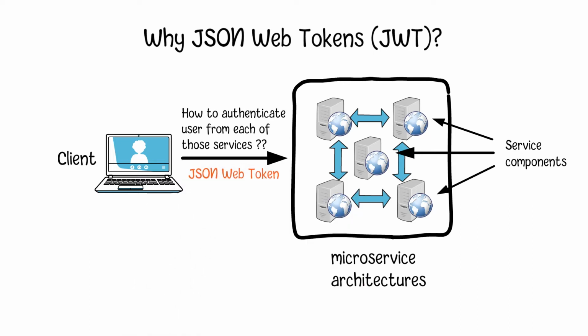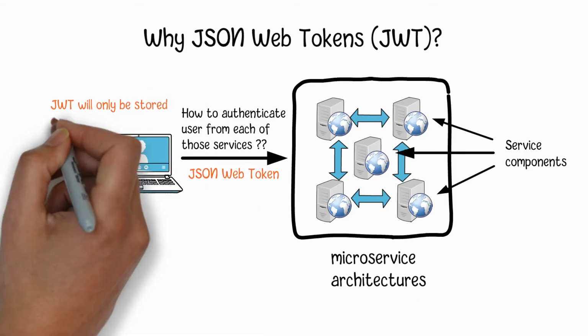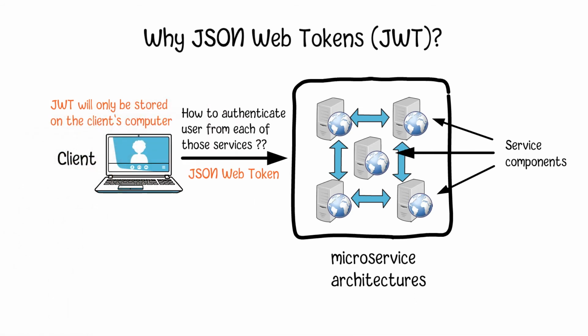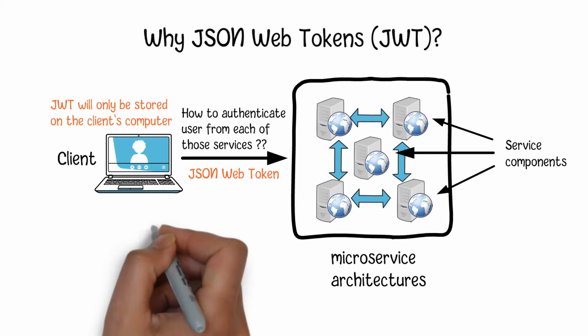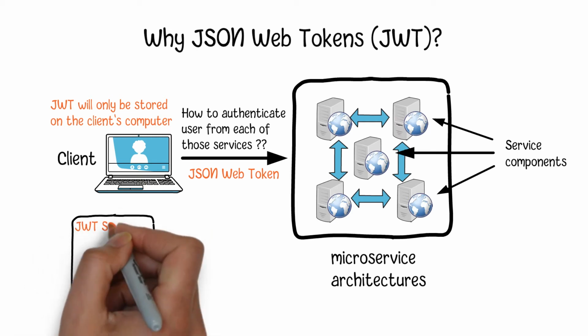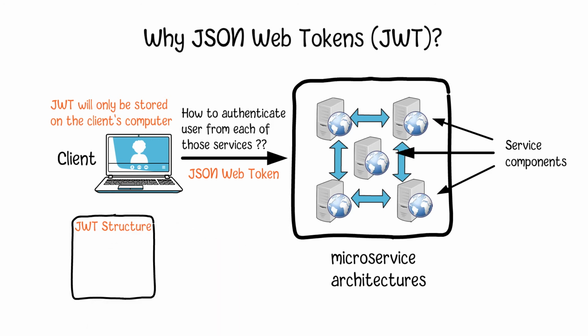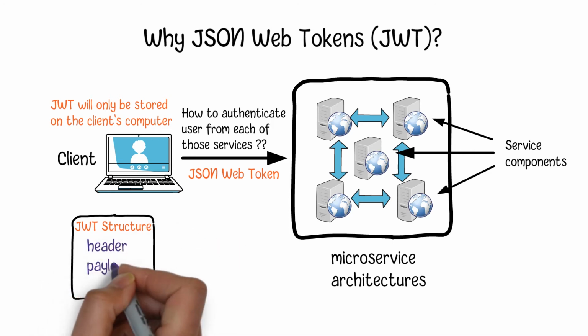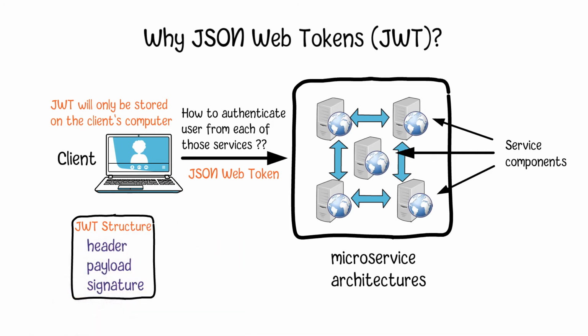Unlike server-side sessions, which will maintain a session store on server's memory or databases, JWT will only be stored on the client's computer, and there is no need for the server to maintain anything. After the authentication of the user, the server will create a JWT token for the client, which includes a header, a payload such as user details and expiry time of the token, and a signature which will be signed by the server's private key. The client will use the server's public key to validate this token.